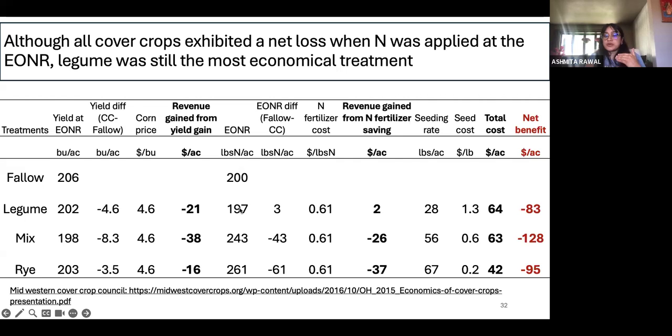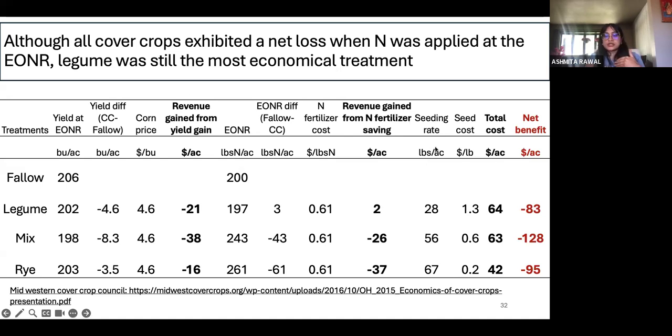However, for optimum nitrogen rate, legume exhibited a lower economic optimum nitrogen rate compared to fallow. Therefore, there was a slight revenue gain from nitrogen fertilizer saving. And the cost that we used for fertilizer was 60 cents per pound of nitrogen, and for corn price, it was $4.60 per bushel. And then seeding rate, we also incorporate.